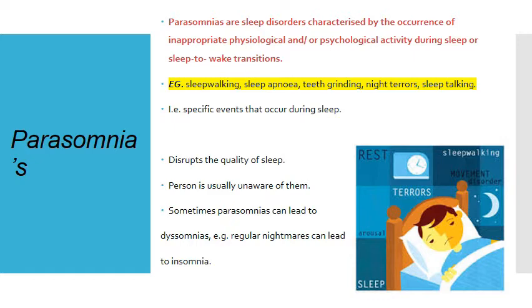And sometimes parasomnias can lead to dysomnias, which is the other type of sleep disorder. So if we have regular nightmares, it can actually lead to insomnia, which is trouble falling asleep, okay? So these are phenomena that occur when you are asleep, not going into sleep or coming out of sleep, but events that occur in sleep that interrupt your sleep-wake cycle.